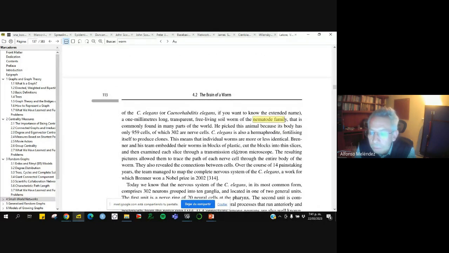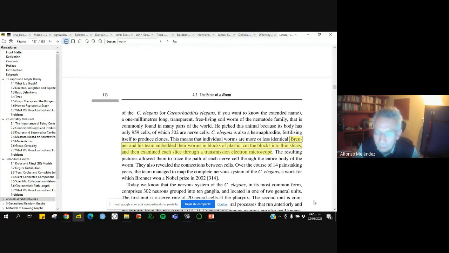Here is a summary of what they did. Brenner and his team embedded the worms in blocks of plastic, cut the blocks into thin slices, and then examined each slice through a transmission electron microscope. That was the technique, the methodology they used to construct the network of the brain of the worm.